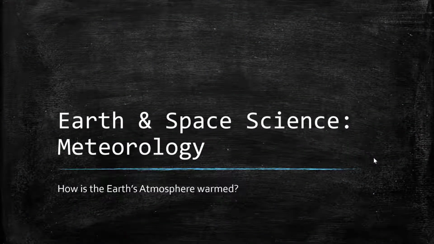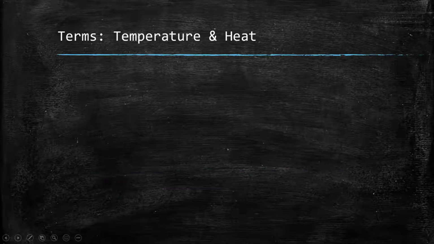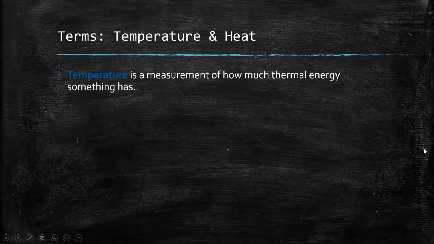So this is the second VCast for meteorology, and what we're going to do here is look at the processes that are required for the atmosphere to actually be warmed up. So first off, we're going to do some terminology here. Temperature and heat. First off, temperature. Temperature is just really describing how much thermal energy something has.